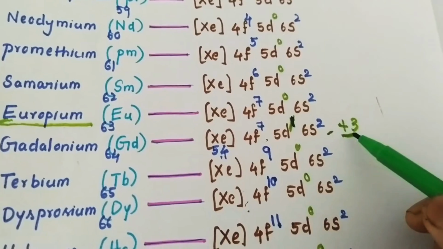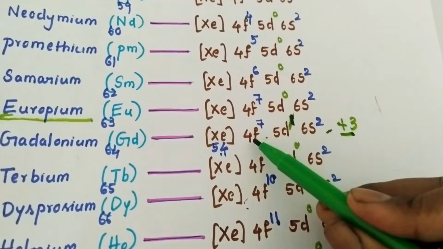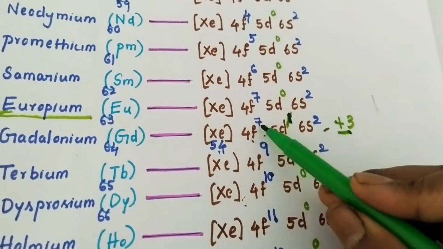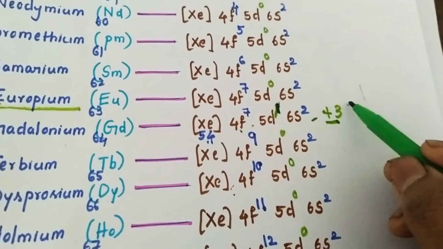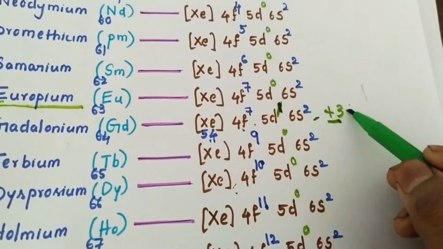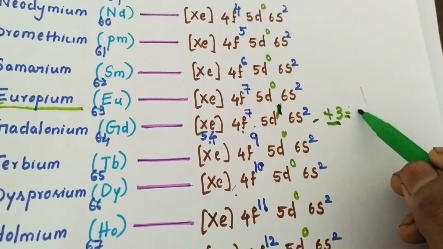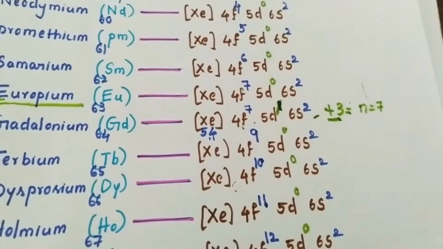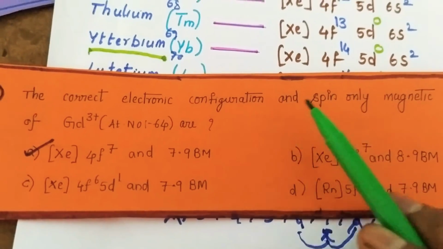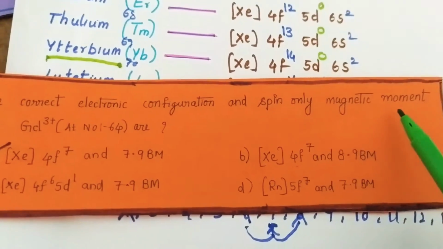In the plus 3 oxidation state, how many unpaired electrons does it have in total? 7. Because the F subshell can accommodate a maximum of 14, so exactly half filled is 7. So that means the number of unpaired electrons n equals 7. The question is, what is the electronic configuration and what is the spin-only magnetic moment?